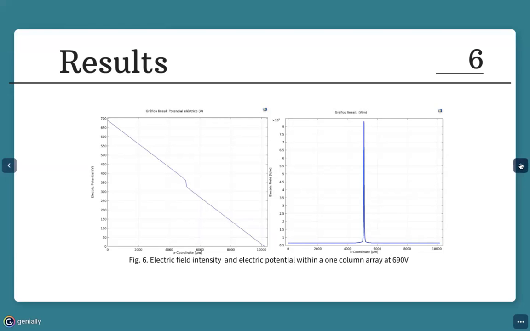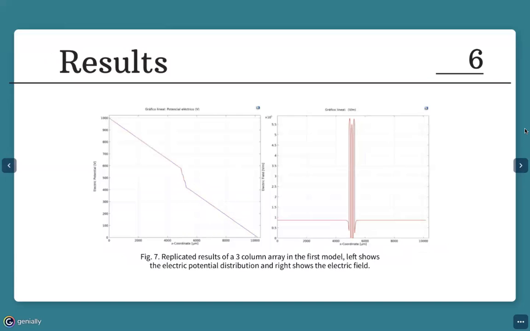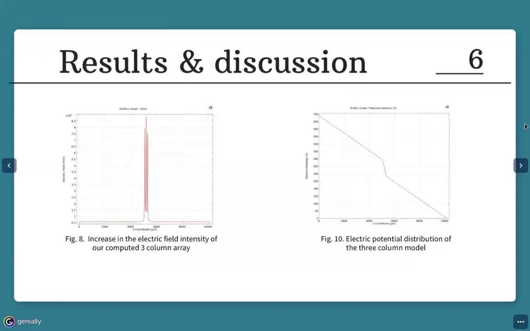Now, as for the 3-column array, we see that with an input of 1000 volts and a significant electric potential drop, the electric field reached around 6 volts per meter. However, with our changes, next slide please, we reach a peak electric field intensity of 9 volts per meter with 310 volts less of voltage input.